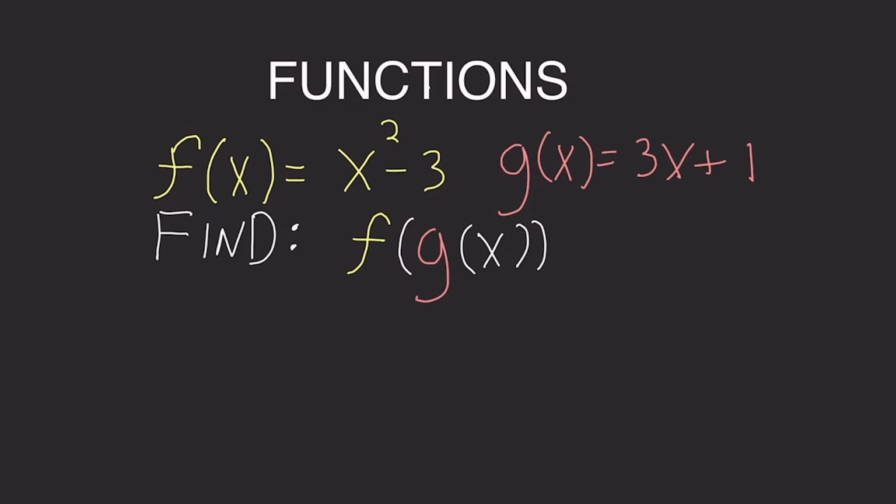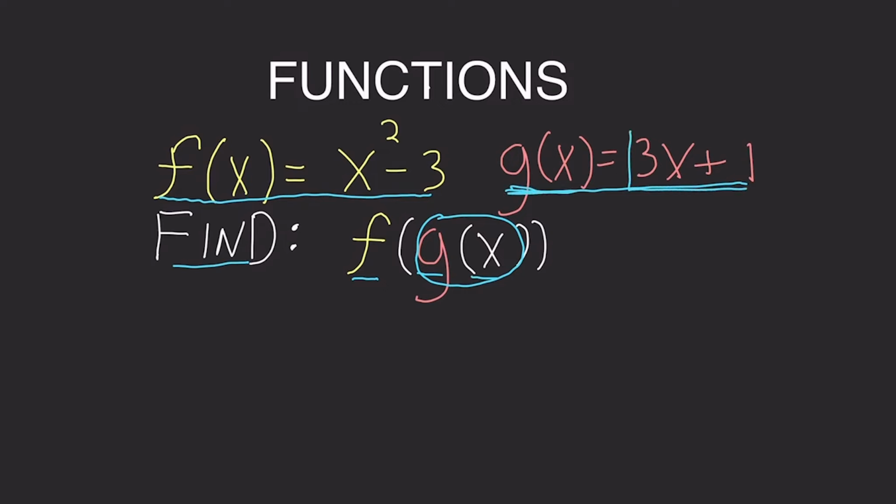Okay, so here I have two functions. The first one is f of x equals x squared minus 3, and then the other one, g of x equals 3x plus 1. And this question wants me to find, we read this as f of g of x. Remember, we look at the inside of the parentheses first. So we look at the g of x inside. Well, what is that? As you saw here, that is actually this 3x plus 1.